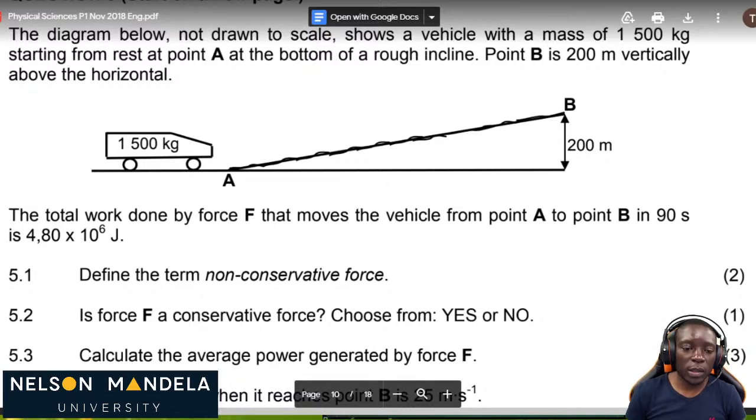So in this case, this force is not a conservative force. This force is non-conservative. So the answer is no. F is not conservative, so our answer is no. In other words, the work done by F will depend on the path taken.